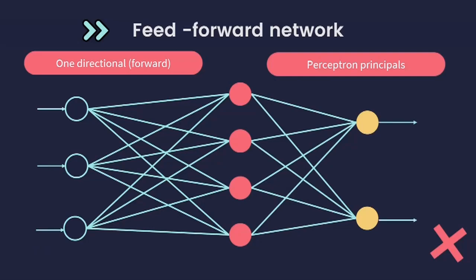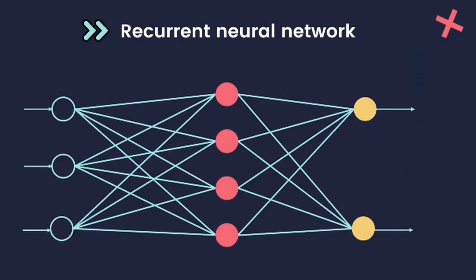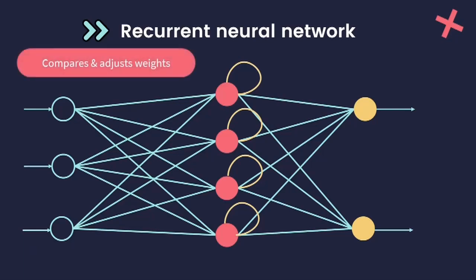Another network that is often stumbled upon is the recurrent neural network. Now, you might be thinking that this looks exactly like the feed-forward network we just discussed. But with just a click of a button, we have a completely new neural network. A recurrent neural network can remember important aspects of the input it received. Thus, a weight can be compared and adjusted accordingly.